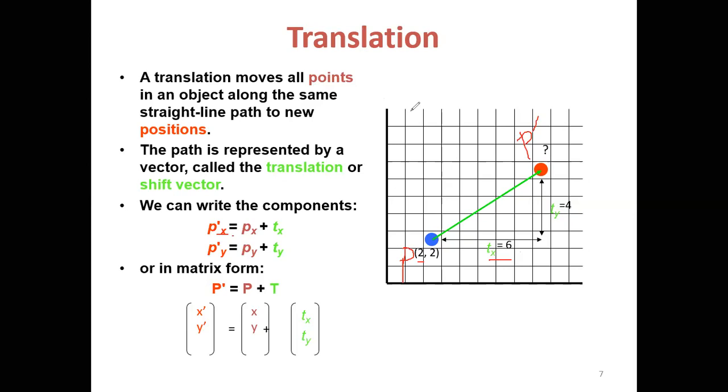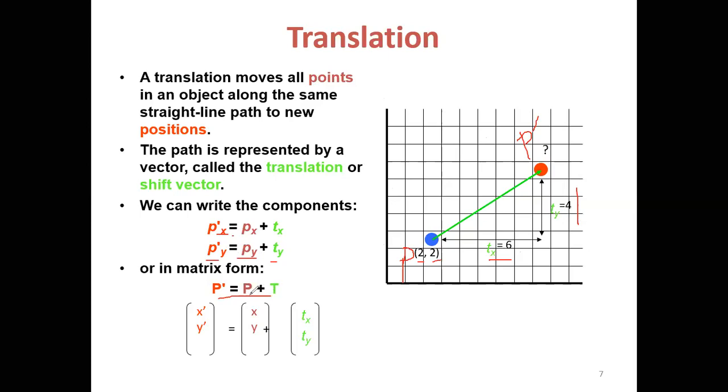I'm sure that most of you already know this, but in case you don't know, that's why I'm covering this. And in the same way, PY prime, the new location, will be PY plus TY. So PY is this two, and TY is this one. Now I can write it in this way: P prime equals P plus T. So this is actually called a matrix form.